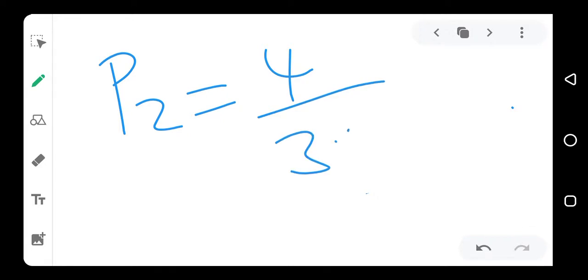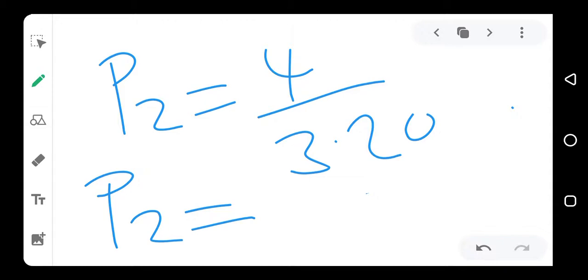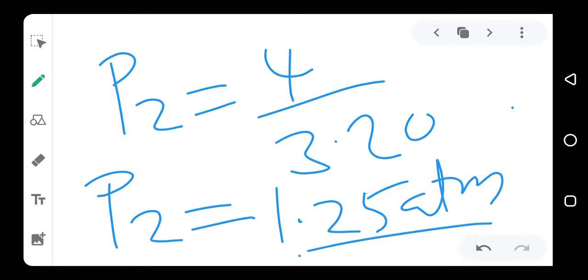That P2 is equal to 4 over 3.20, which means that P2 is equal to 1.25 ATM. This is the answer.